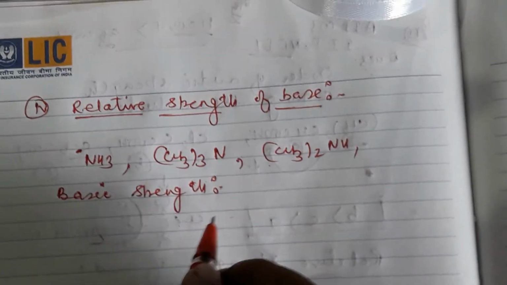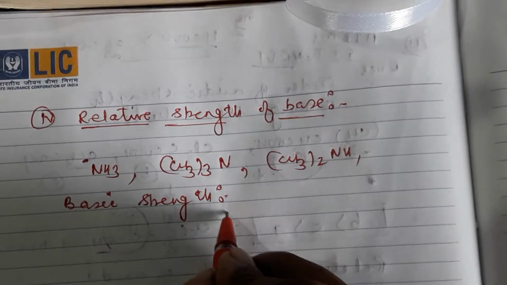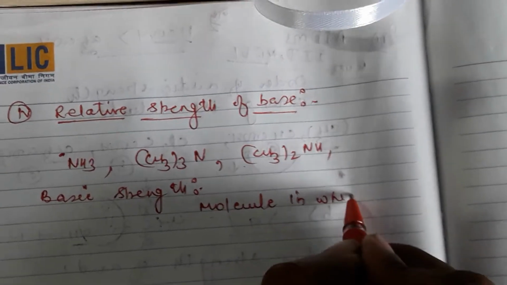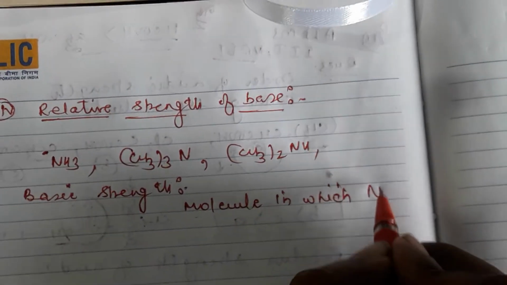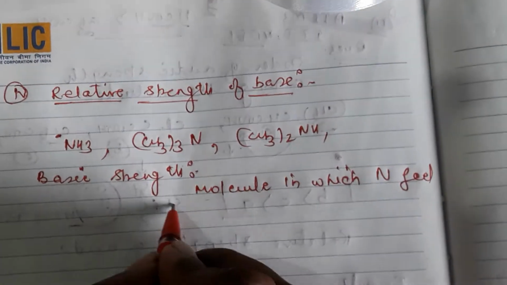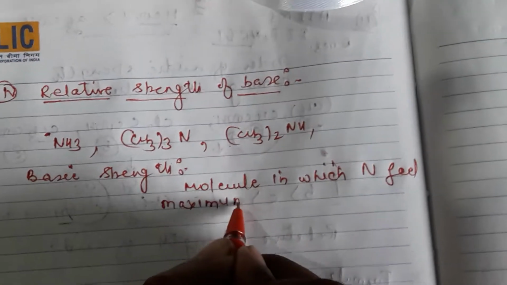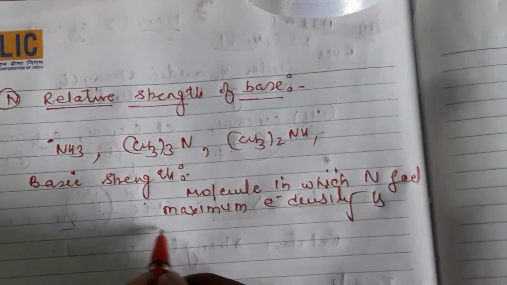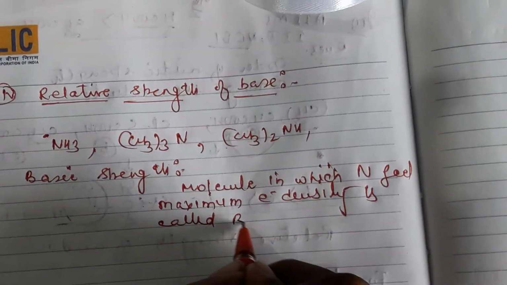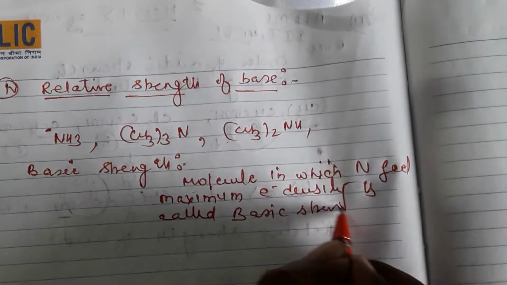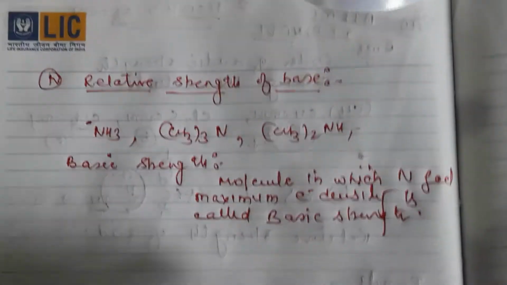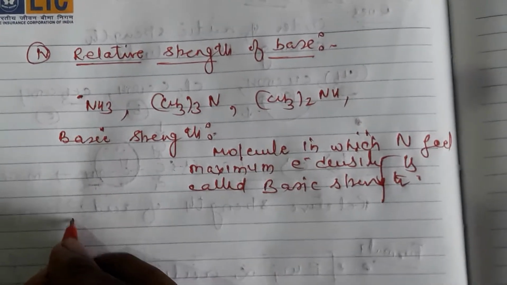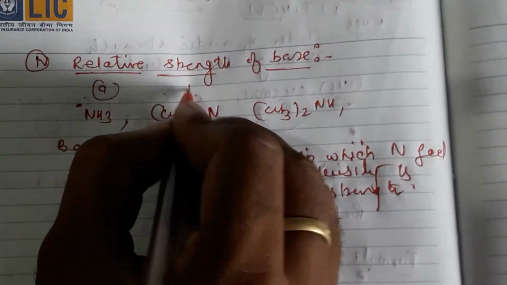It is the molecule in which nitrogen feels maximum electron density, which is called basic strength. Okay, suppose that this molecule is ammonia. First of all I will draw B. Suppose that this is A, this is B, this is C.